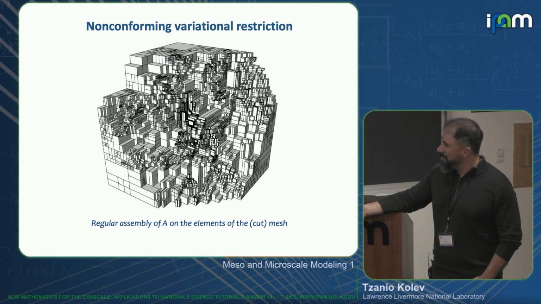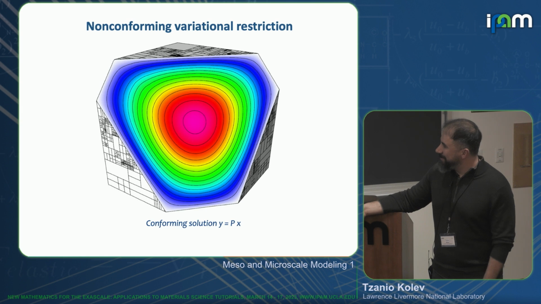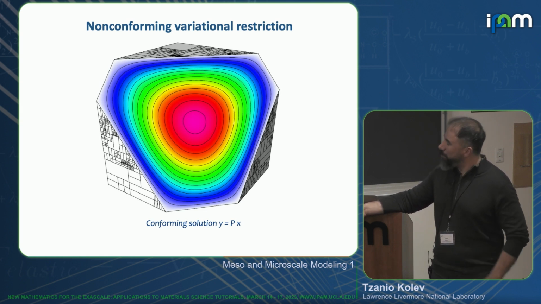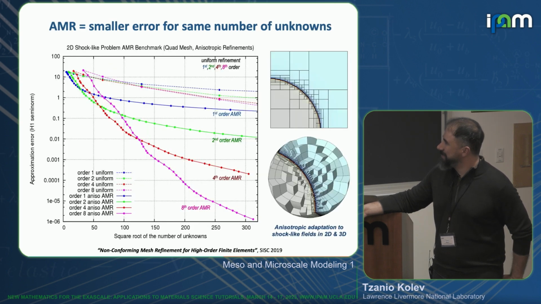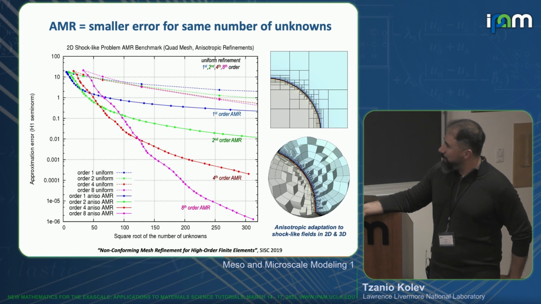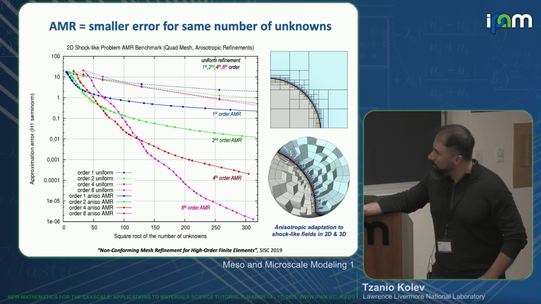And you define this P operator, and enforcing conformity, you get a continuous solution. This was just a stress test. Here's a more interesting example where we actually do intentional anisotropic refinement aligning to a shock in 2D and 3D.